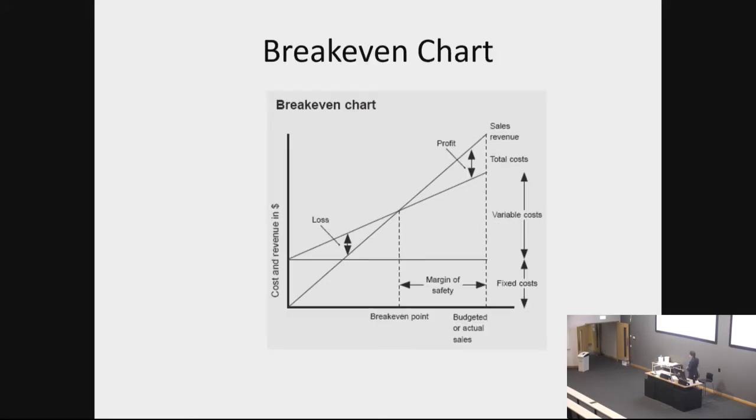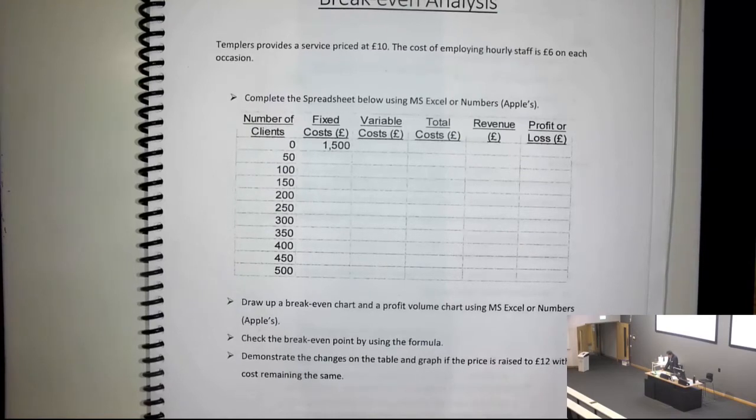Templar provides a service priced at £10. The cost of employing hourly staff is £6 on each occasion. It's a service, so no material information is given. So there's no material cost. The only variable cost is labor. Complete the spreadsheet below using Microsoft Excel or Numbers. If you're on Apple, then you can use Numbers or any other spreadsheet software.